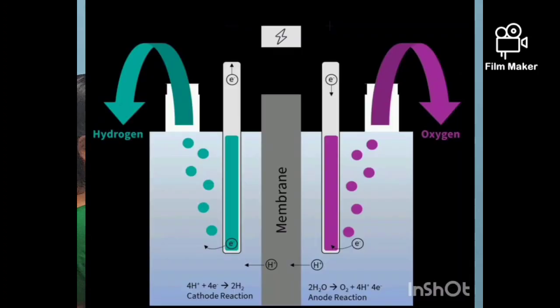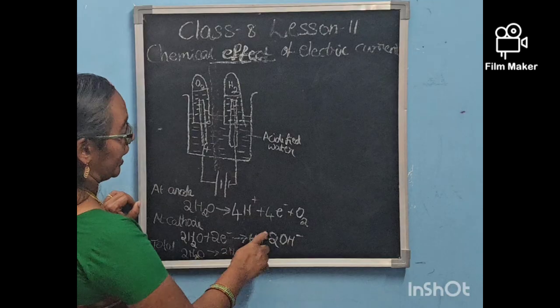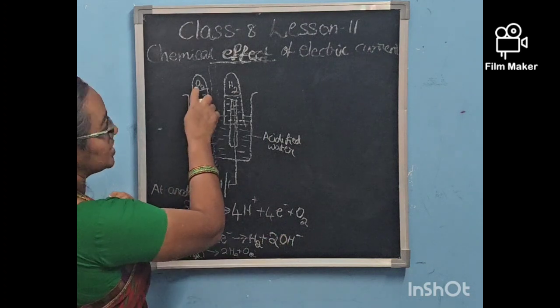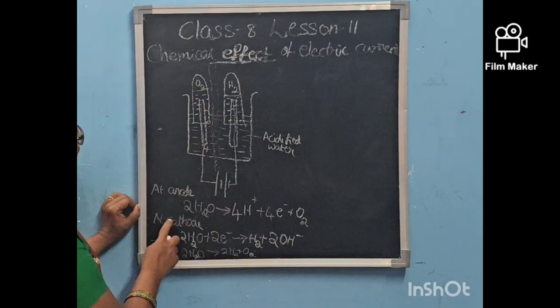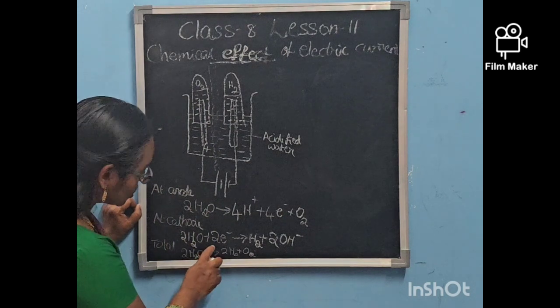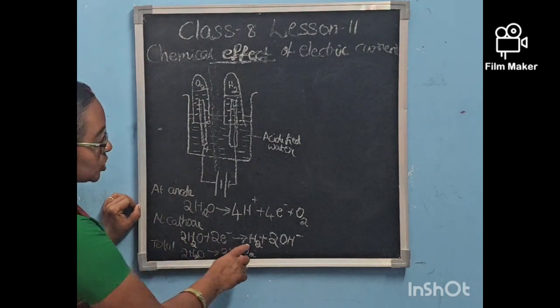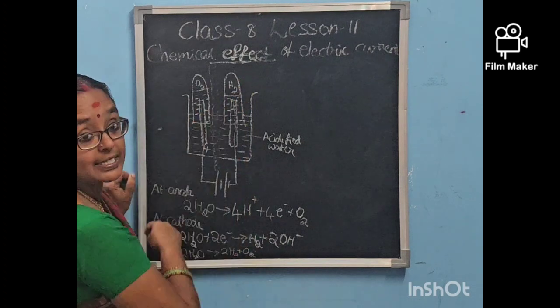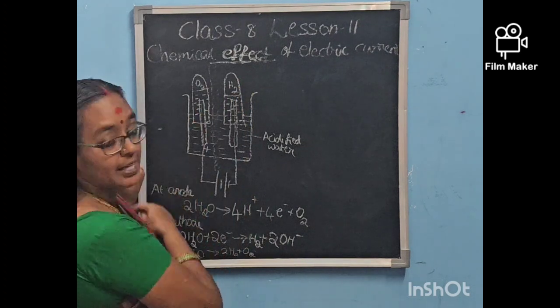2 molecules of water get split into 4 H plus ions and 4 electrons, and oxygen is liberated. This oxygen is collected over here. And then in cathode, what happens? In cathode, these 2 electrons combine with the hydrogen to form H2 plus 2OH minus. So, hydrogen is collected at cathode and oxygen is collected at anode.